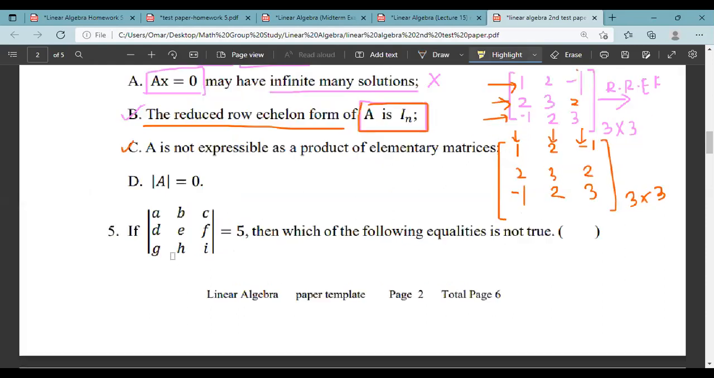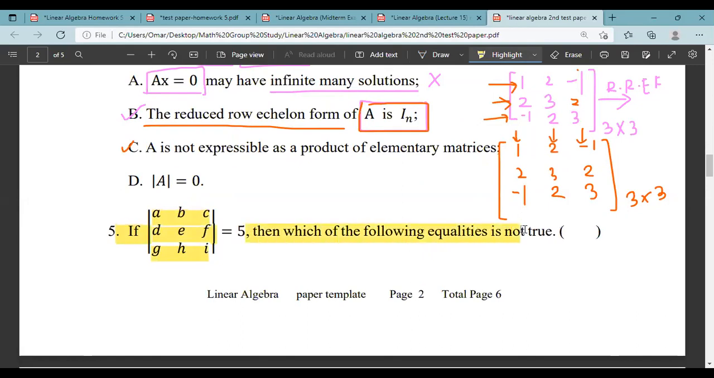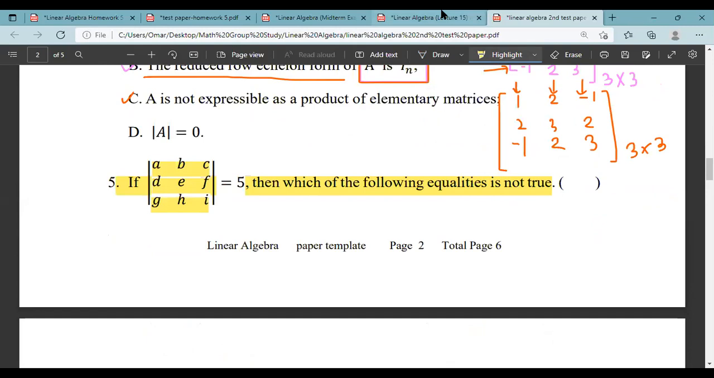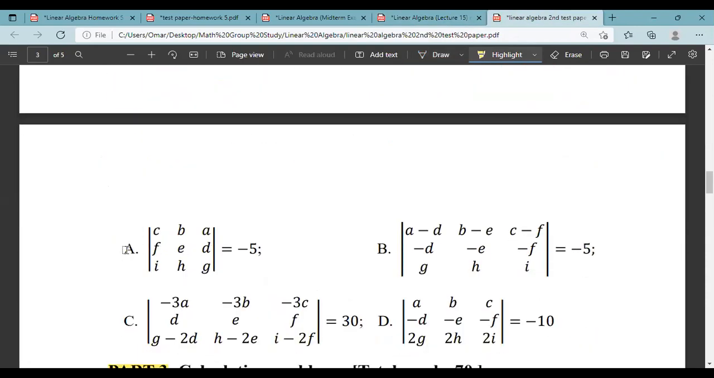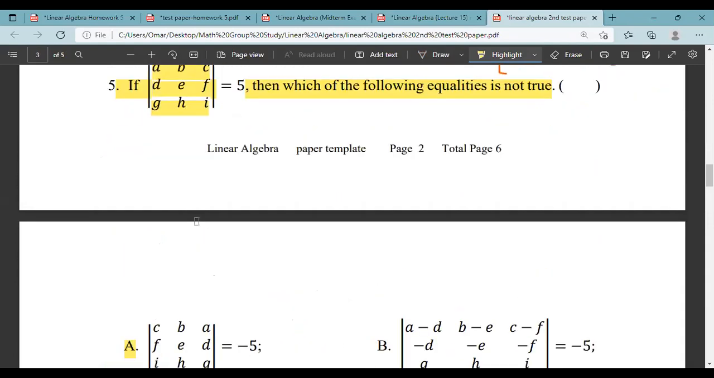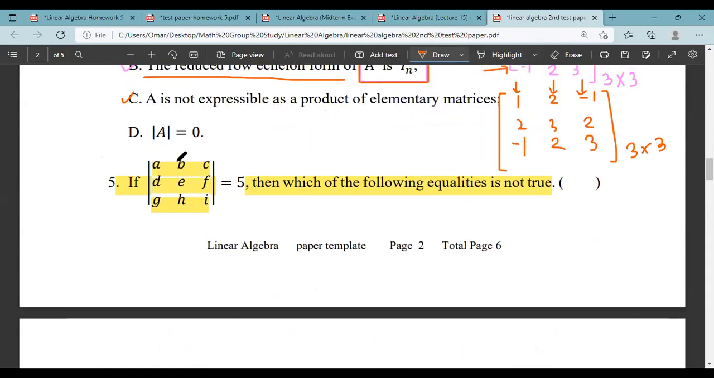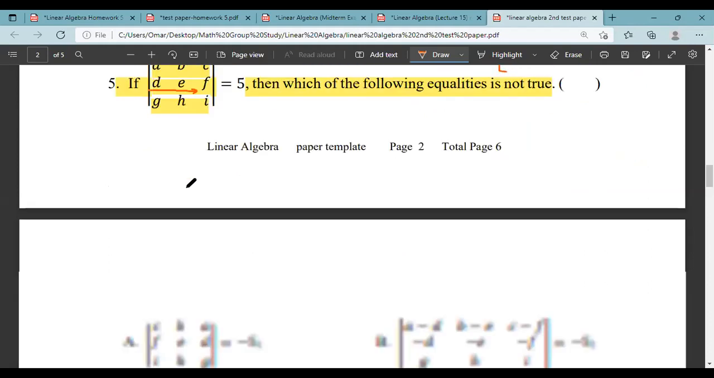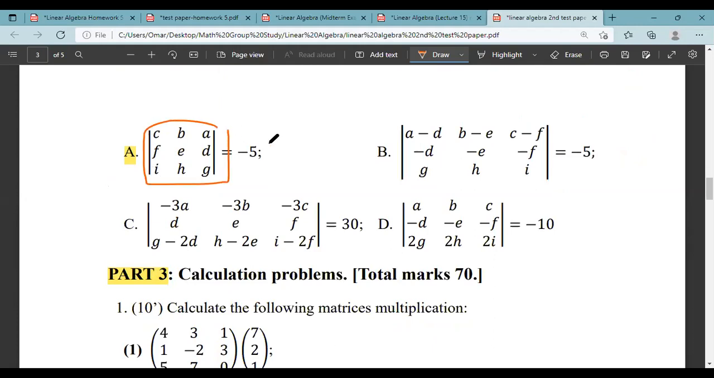So now the fifth question here, it is if this matrix determinant is equal to 5, then which of the following equalities is not true? So the first option here, CBA FED IHG. So they just make some inverse. Okay, so the row was this way, ABC, and they write down this way, CBA. Okay, they write down the opposite way. So it was DEF, so they write down FED. So this way. Okay, and if this is -5 or not.